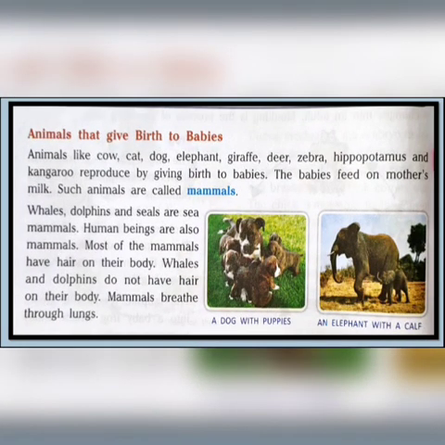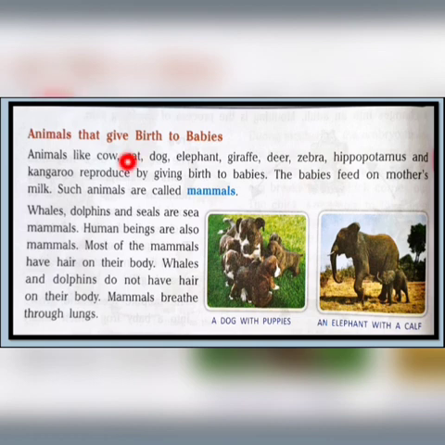Next, let us move to reproduction by giving birth to babies. The animals which reproduce by giving birth to babies, and the babies feed on mother's milk, are called what? Mammals. And such animals are what? Cow, cat, dog, elephant, giraffe, deer, zebra, all those. And there are sea mammals also.